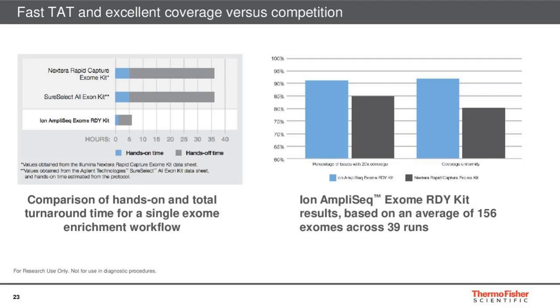All right. From the graph on the right-hand side of the screen, you can see the AmpliSeq exome is able to maintain excellent coverage compared with Illumina's Nextera Rapid Capture Kit, with superior percentage of bases with 20x coverage and superior coverage uniformity.